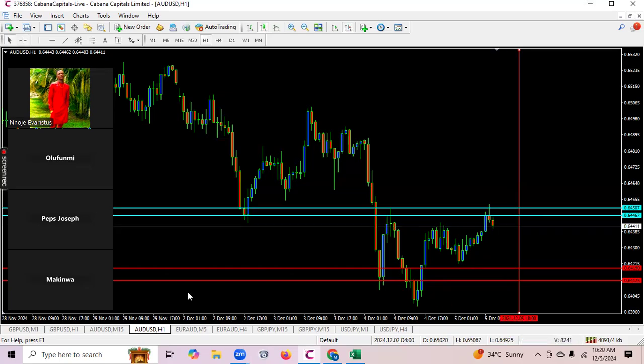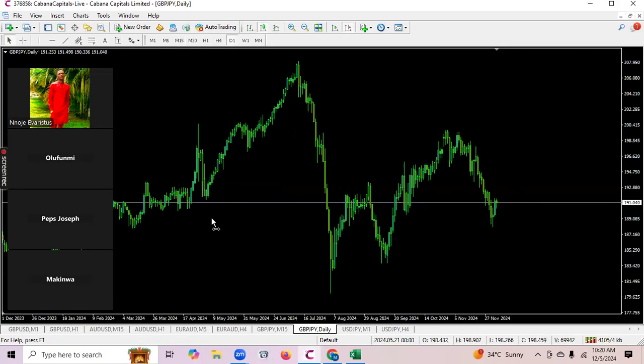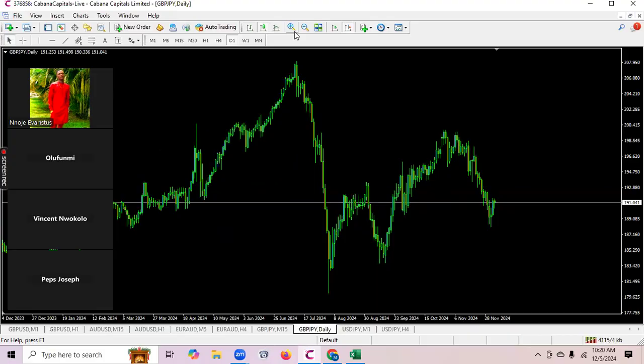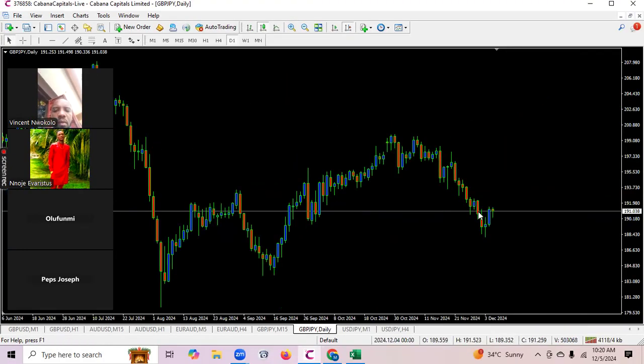So that's my take on Australian dollar USD. Let's look at GBPJPY. GBPJPY is bearish, still holding sells on GBPJPY. If you want to take a trade now, you can take a sell trade on GBPJPY. Let's start with the daily time frame. This is the daily time frame. What happened yesterday on GBPJPY? It's clear, you can see what played out yesterday.